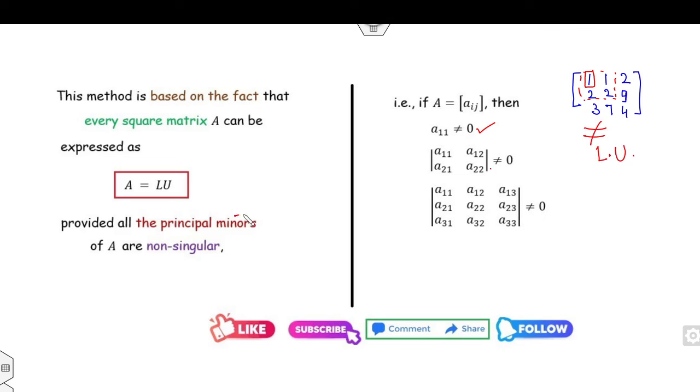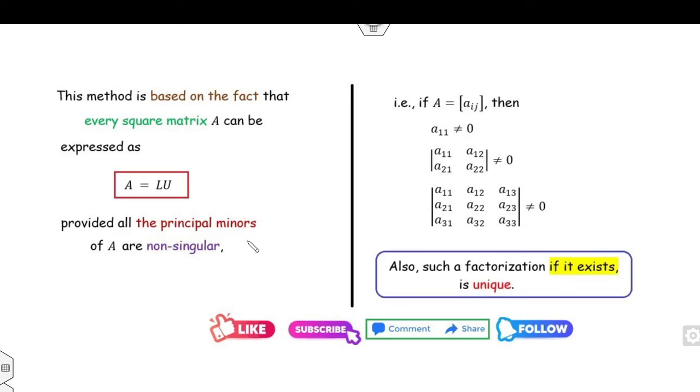So once this condition is satisfied, then you can write the matrix A as the product of the lower and the upper. And that's the most important thing. Once you are able to identify that it satisfies this property, then whatever factorization you have obtained in the form A equals LU is always unique.